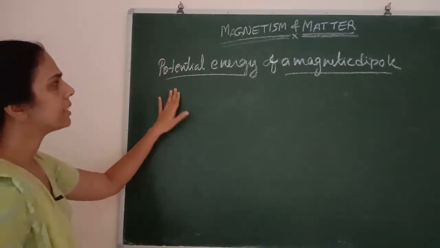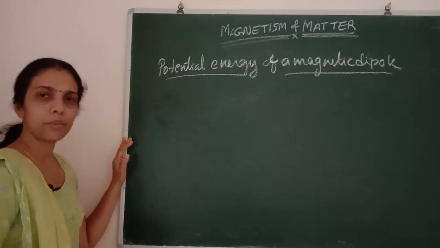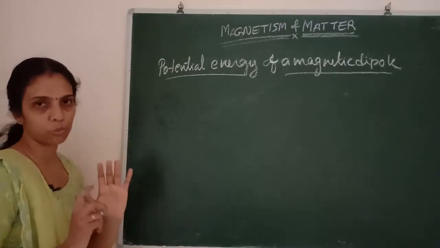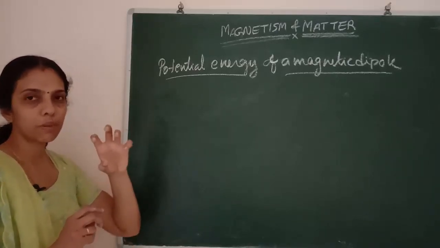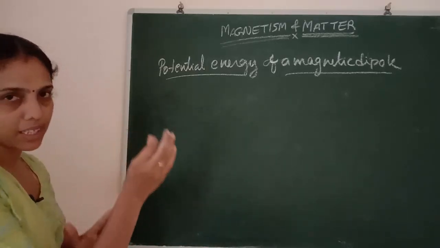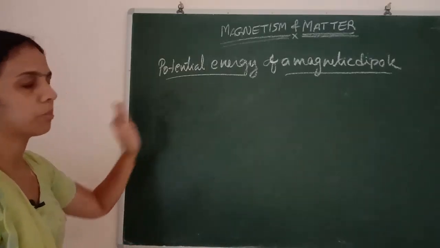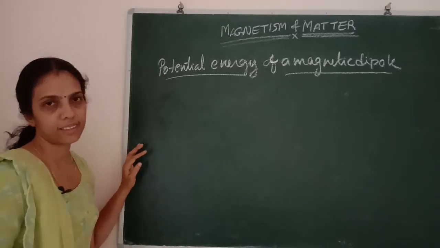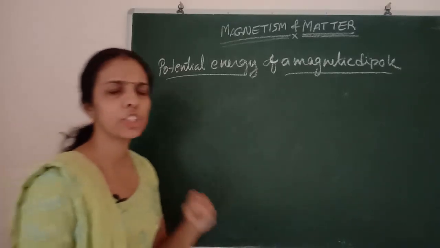See, in a magnetic dipole. Dipole, you know, right? North and south pole. So these two poles together, we will say it as separated by a distance. So it is called a magnetic dipole. What is the potential energy? How can we find out the potential energy?